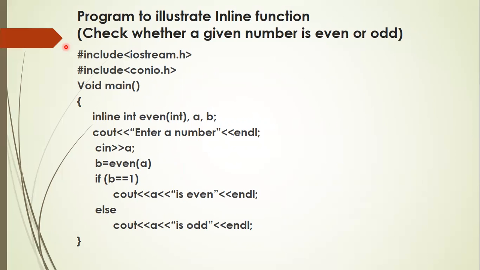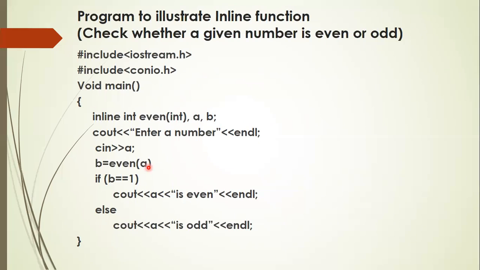Then this is how your main function looks. #include iostream.h, conio.h, those things you already know. Then the function name is even, the argument is int type, the return type is also int. The only thing you have to do is prefix the return type with the keyword inline. a and b are two variables. Then enter a number, the input is a, call the function b equals even(a). So control jumps to your even function.